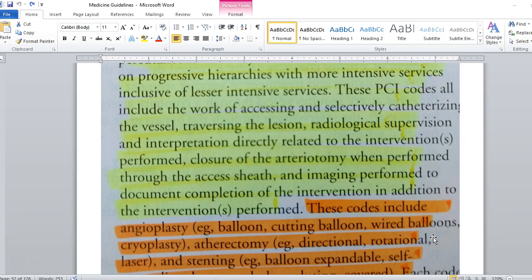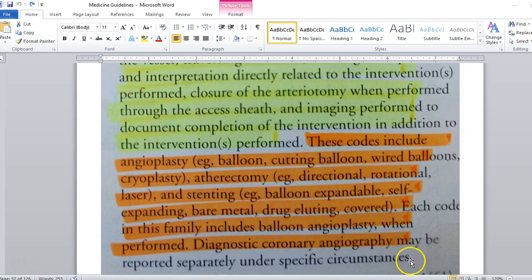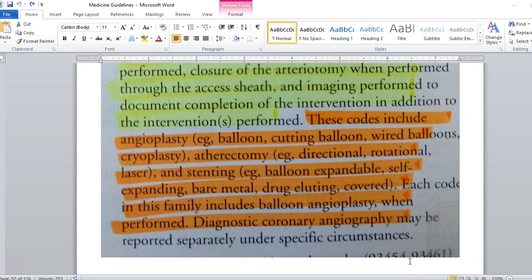So again, what's included? Deciding where they're going to puncture into the body, getting into the body, getting to the area, which is traversing the lesion, all the radiology associated with it, closing the arteriotomy, the actual puncture that we made to get into the body, and then doing imaging to make sure it works. It also goes on. These codes include, so more inclusion here, angioplasty, which can include balloon, cutting balloon, wired balloon, or cryoplasty, atherectomy, which can be directional, rotational, or laser, and stenting, which can be balloon expandable, self-expanding, bare metal, drug-eluting, or covered.